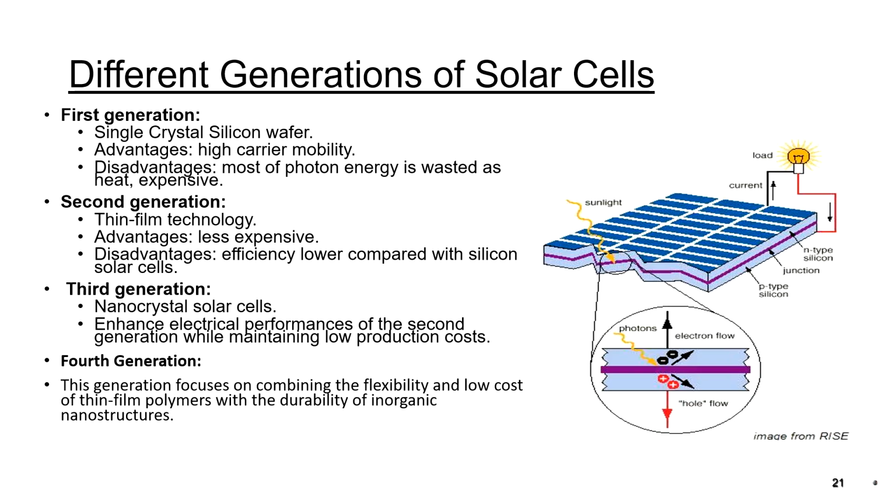So gradually they improved the technology and brought thin film technology. This is less expensive but efficiency is lower compared with silicon solar cells. Then the 3rd generation came, where now they are using nanocrystal solar cells, which are quantum dot nanocrystal solar cells, and this enhances the electrical performance of the 2nd generation while maintaining low production costs. So now you will find that gradually from 1st generation to 3rd generation, the cost of the solar cell is going significantly down, and I am sure it will be within the reach of average people, and they can utilize this and reduce their electrical bills.